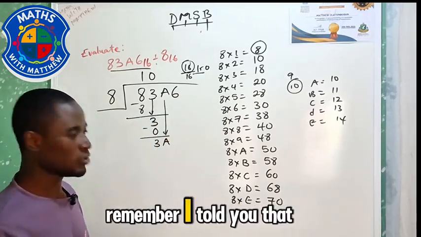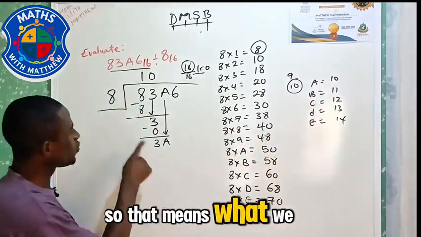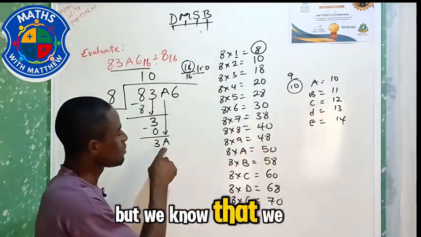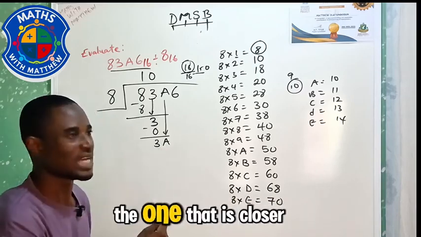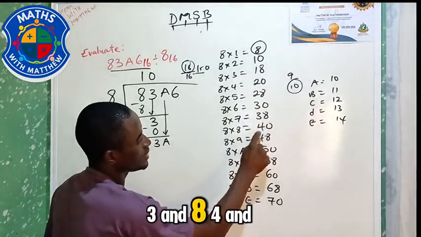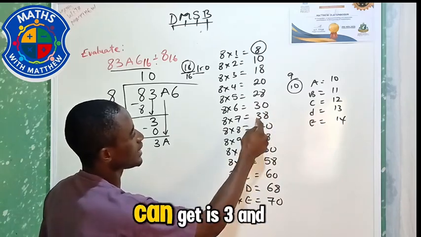Now look at this. Remember I told you that our A is being represented as what? A is 10. So that means what we have here is 3 and 10. We know that we can't have the one that will give us 3 and 10, but we are looking at the one that is closer to 10. Starting from 3, we have 3 and 0, 3 and 8, 4 and 0. So you know that 8 is closer to 10. The highest one we can get is 3 and 8.